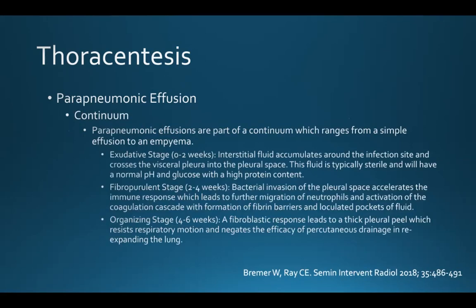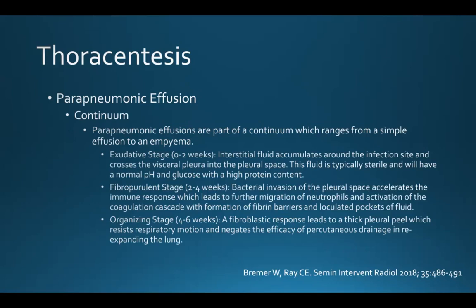Parapneumonic effusions are part of a continuum which ranges from a simple effusion to an empyema. During the exudative stage, interstitial fluid accumulates around the infection site and crosses the visceral pleura into the pleural space. This fluid is usually sterile and will have a normal pH and glucose with a high protein content.